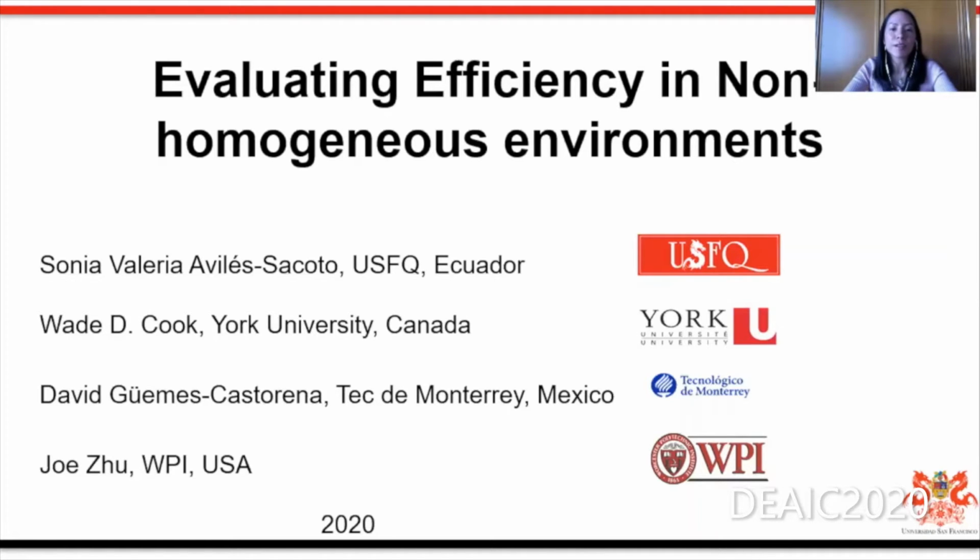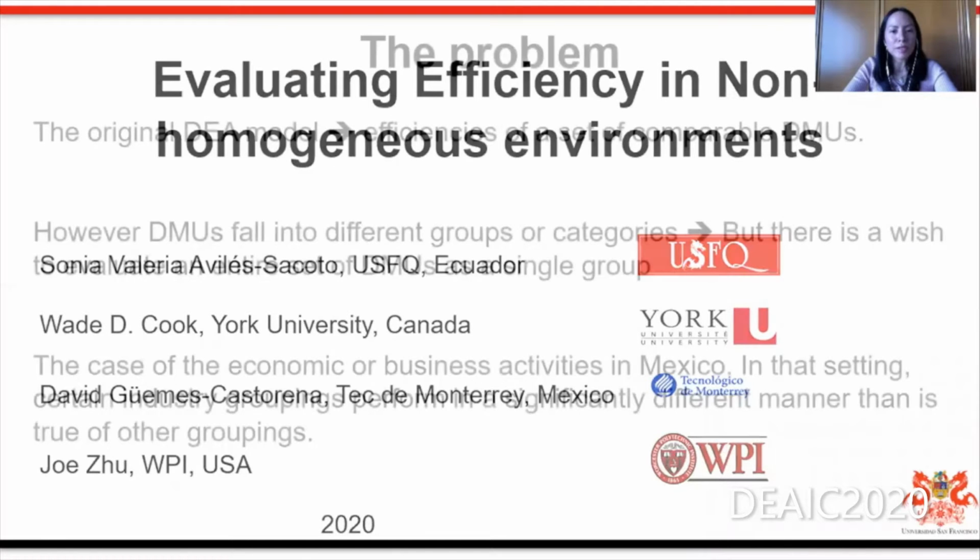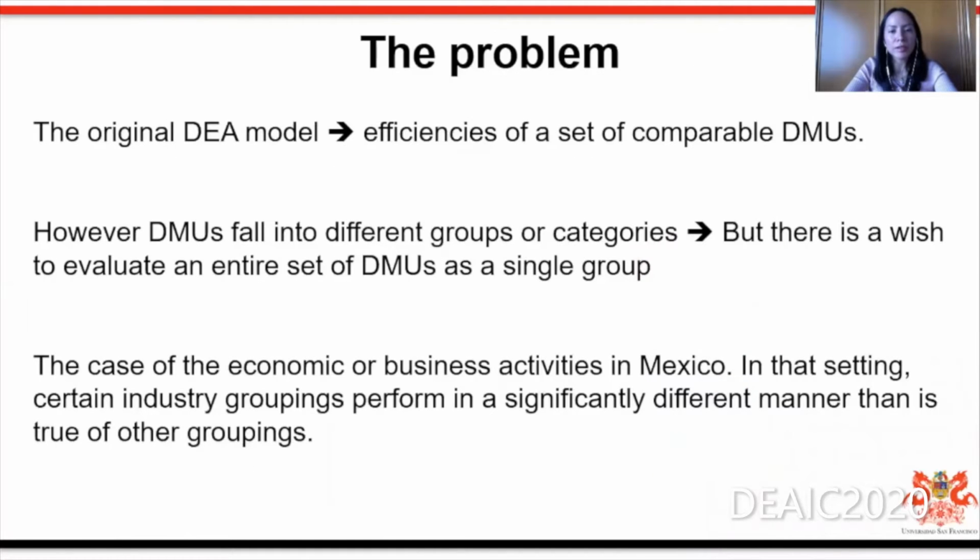Today I will present a research that has been conducted jointly with Professor Wade Cook, Professor David Güemes Castorena, and Professor Joe Zhu. The title is Evaluating Efficiency in Non-Homogeneous Environment. In the next slide, I will present you the context of this study. Briefly, I will explain what was the problem that we were tackling in this research.